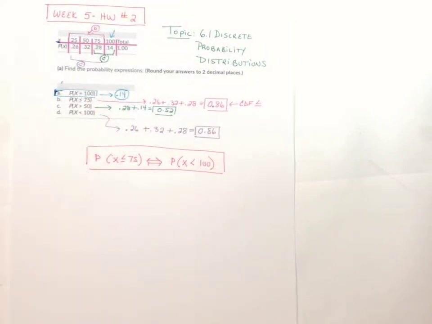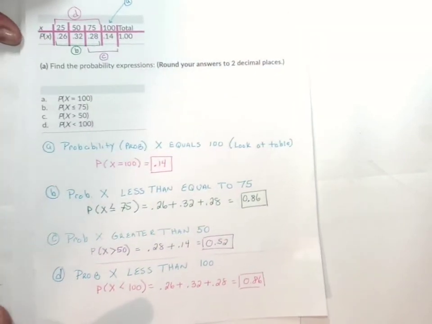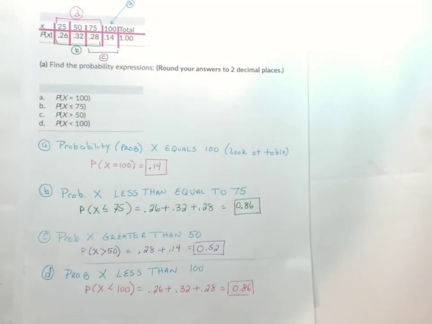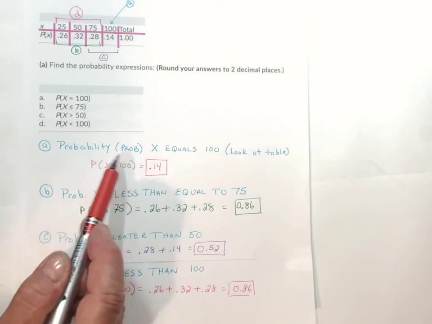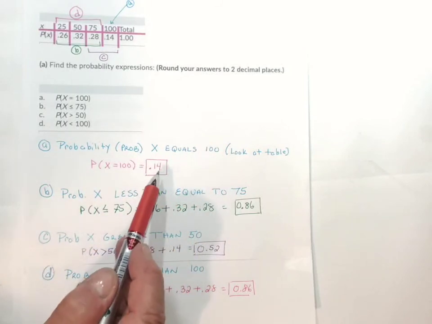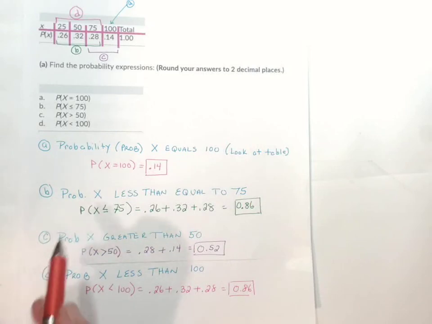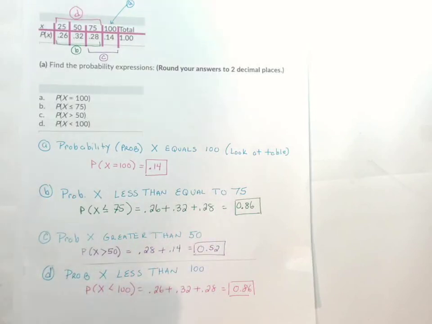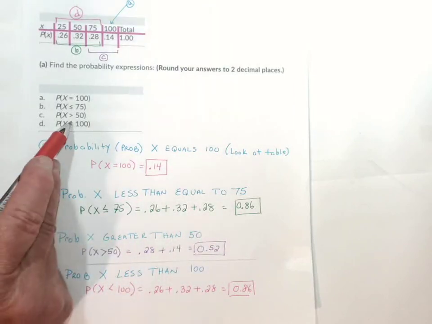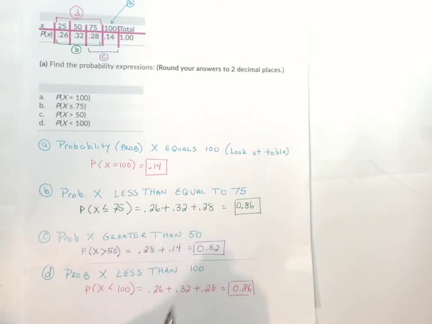I was going to do this as a handout, but I thought I'd do this as a video instead. And as a handout, I'm just showing you here. You could pause this and look at this. Okay, A is the probability that x equals 100. So you look at the table. B is the probability that x is less than or equal to 75. C is the probability that x is greater than 50. And D, the probability that x is less than 100.